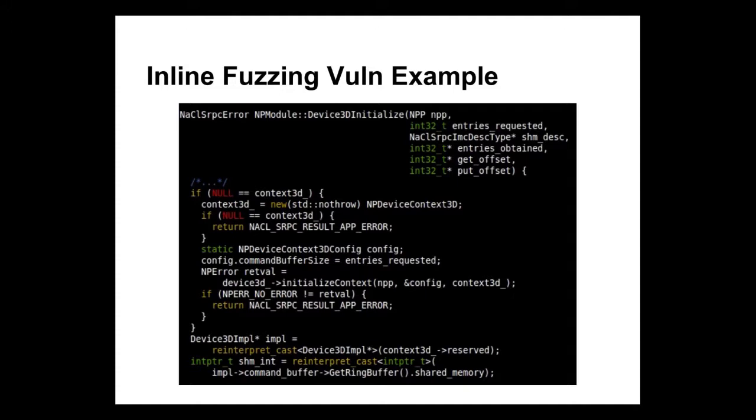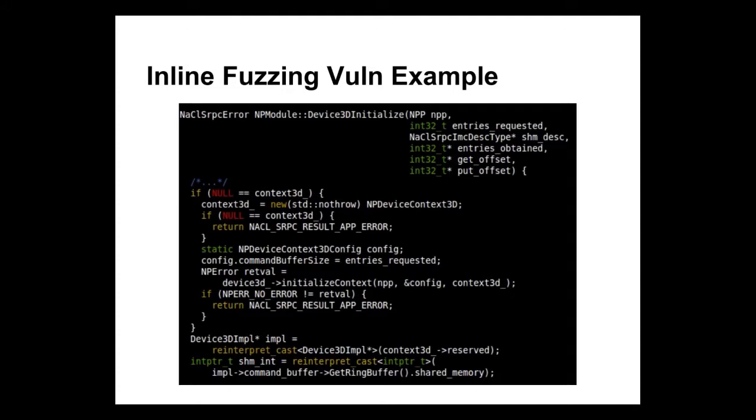However, notice that context3D is a global for this component. So we can actually call the initialize SRPC again. And since context3D is now a valid object, it won't be null. And so we're going to jump down here and start to use the context3D object, even though it hasn't really been given any valid data in that context object. At this point, I saw a crash and had to work out what the crash was. And it was actually more than enough to give remote code execution.